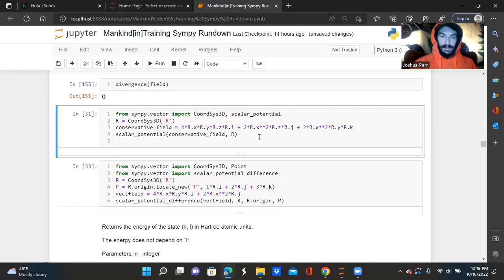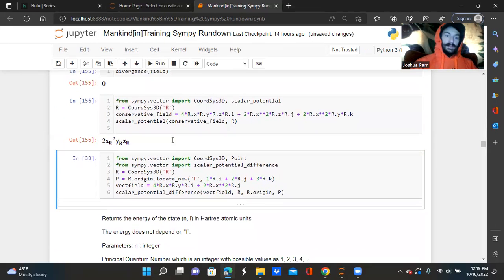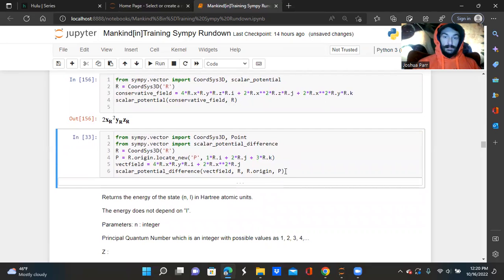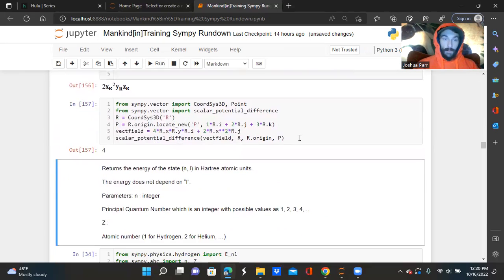Now I'm importing sympy.vector, and I'm asking for the scalar potential of this conservative field with respect to the R coordinate system. And it tells me 2xr, 2x of r squared y of r, z of r. So we have scalar potential difference. We're asking for the scalar potential difference of this vector field using R and P. Tells me that that is 4.